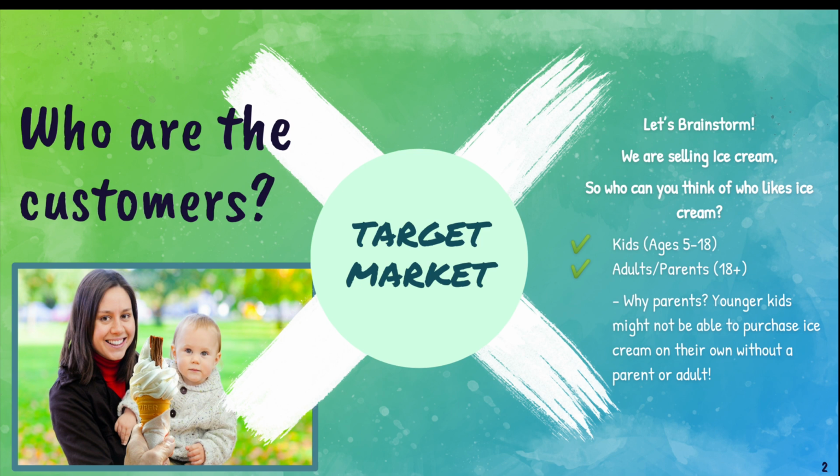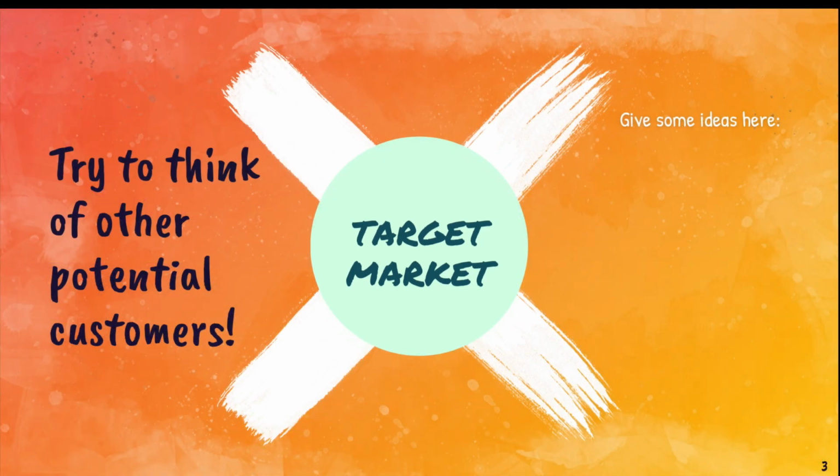If we really want to define a target market, we need to be able to get more specific. This might mean we only target adults with a specific income or children who play specific sports. It just depends on whether your specific details make sense, since we are selling ice cream. Now, pause the video and try to think of some other people to be in our target market.